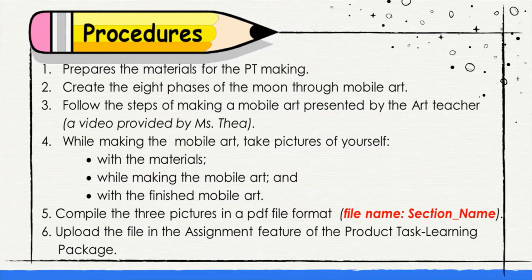While making the mobile art, take pictures of yourself. Take one picture with the materials, one picture while making the mobile art, and lastly, one picture when you are holding the finished PT or mobile art. Then compile these 3 pictures in a PDF file format. Don't forget to rename it with your section and name. And then lastly, upload the file in the assignment feature of your product task learning package.